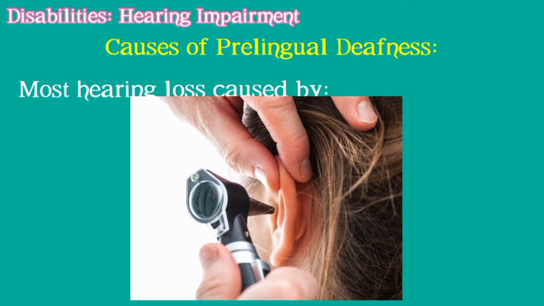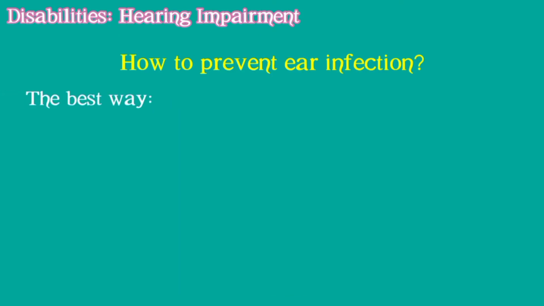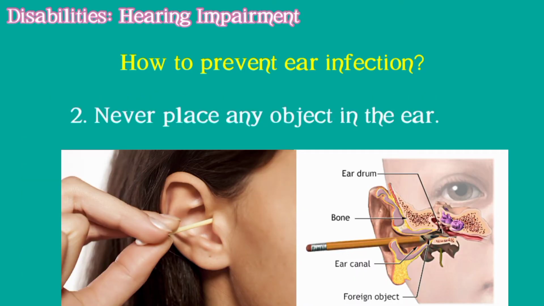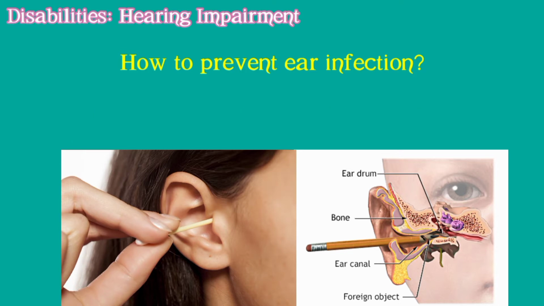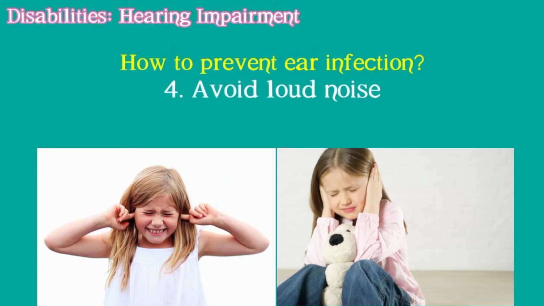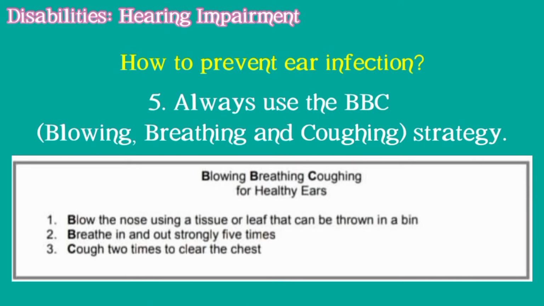So teachers should check regularly to see whether students have developed ear problems, as ear infection can occur very quickly. The best ways to prevent ear infections or other ear damage include: first, avoid swimming or bathing in dirty water. Second, never place any object in the ear. Third, keep the outside part of the ear clean. Then avoid loud noise. Then last, always use the BBC. It means the blowing, breathing, and coughing strategy.